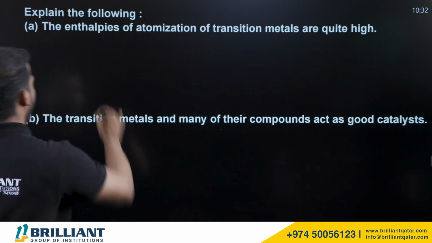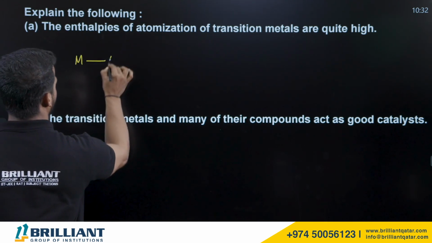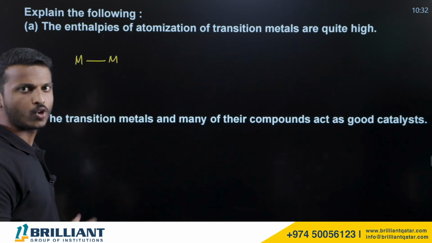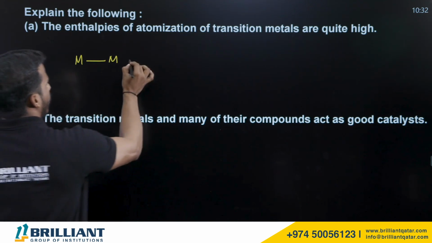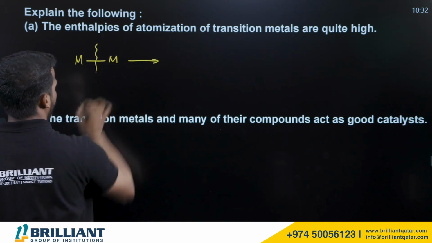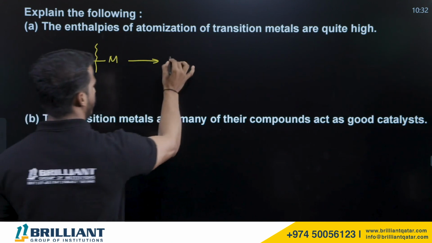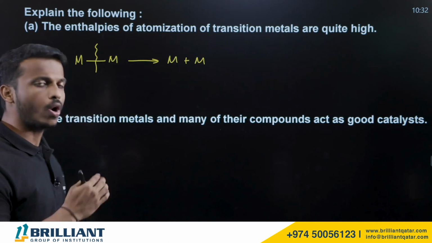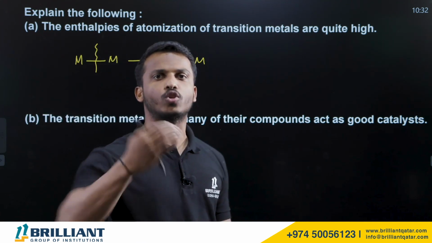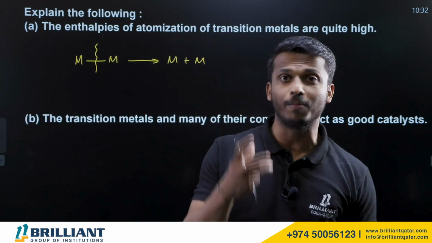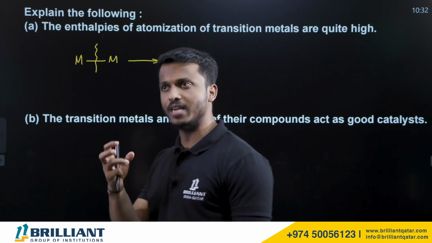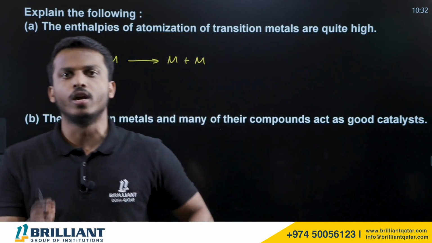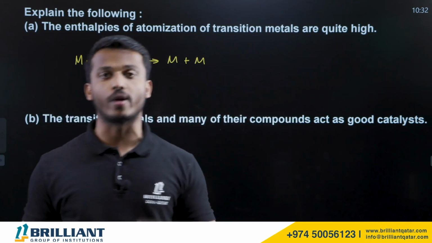Dear all, if you consider a metal connected with another metal, that bond is called metallic bonding. If you want to break this bond, you have to give some amount of energy and convert it into its atoms, right? This is called what? The enthalpy of atomization. Enthalpy means the heat energy. The heat energy required to break a bond to convert it into atoms is known as what?